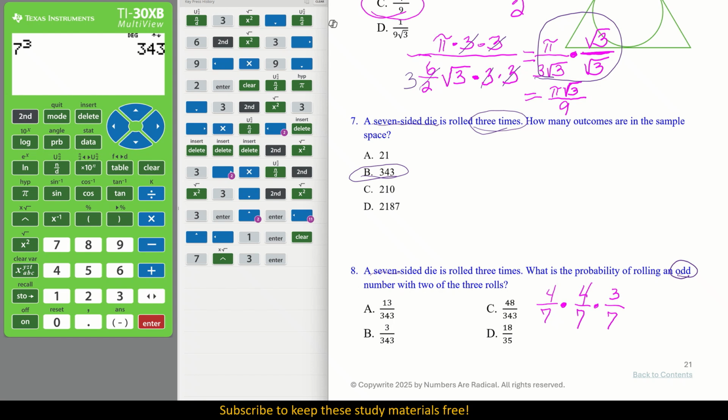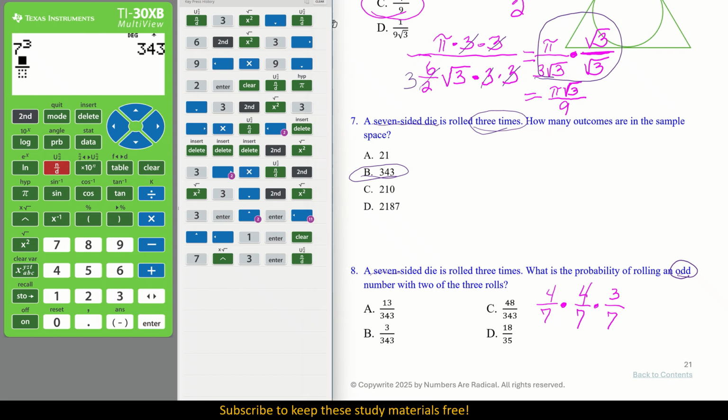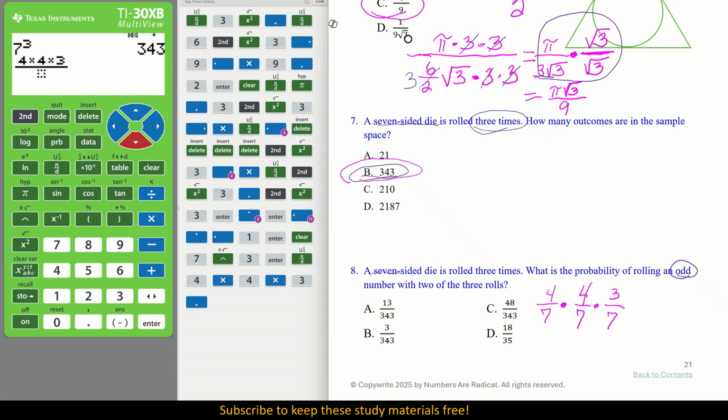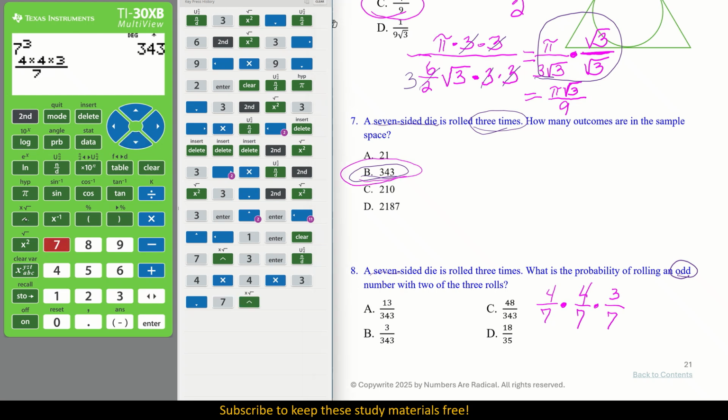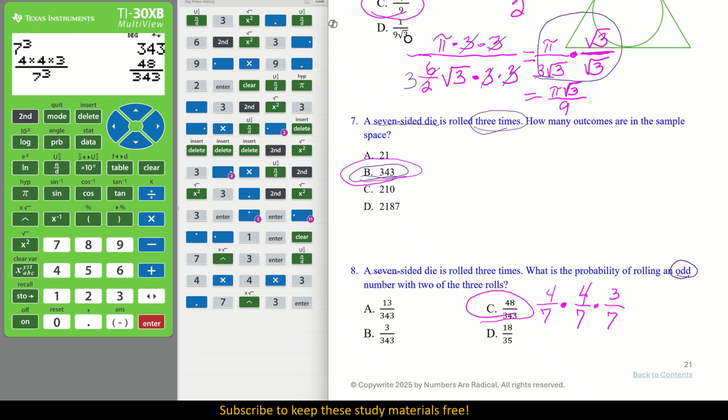Wait a second. We already know what the total outcomes are. 7 to the third power. So we could do this. We could say 4 times 4 times 3 in the denominator and bounce down. You can put the answer from B, 343, or you could say 7 carried up 3. Either way, okay, but we know what's going to happen as far as the denominator. So let's enter. There you go. Let's see. That is option C. Okay. All right. This is the last question in this video.